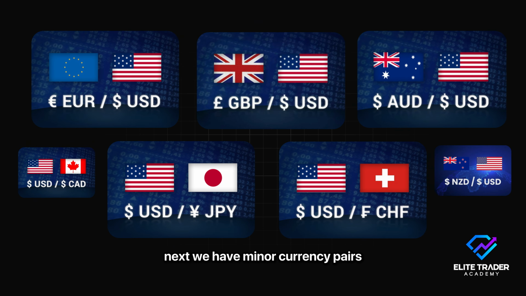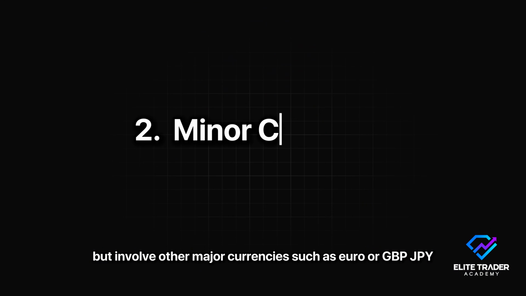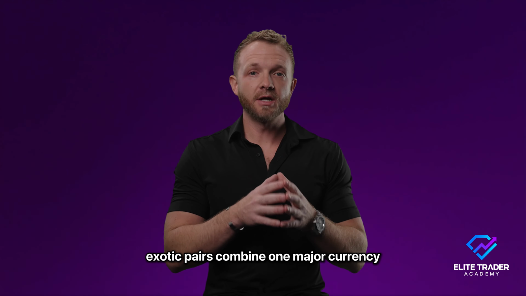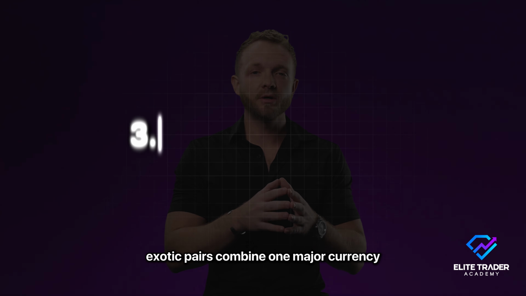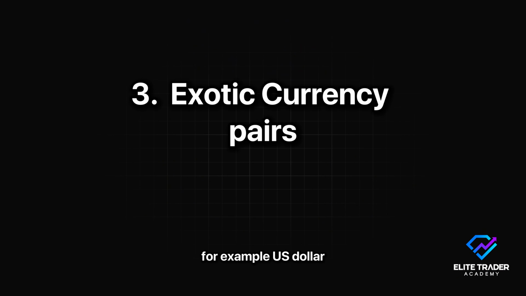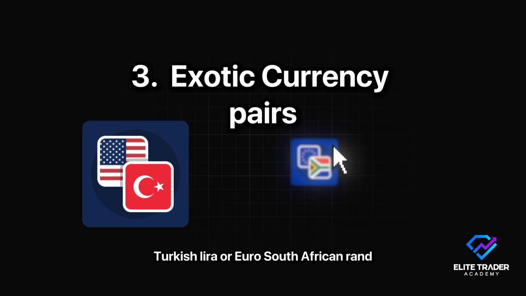Next, we have minor currency pairs. These pairs don't include the US dollar, but involve other major currencies such as Euro or GBP JPY. Exotic currency pairs are last. Exotic pairs combine one major currency with the currency of an emerging or developing economy. For example, US dollar Turkish lira or Euro South African rand.